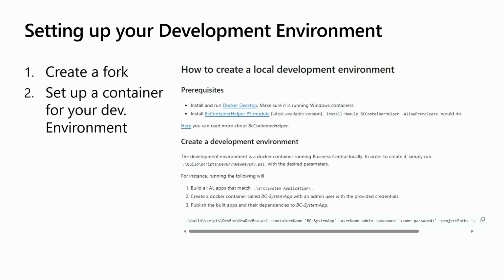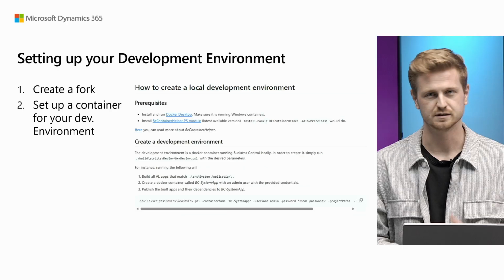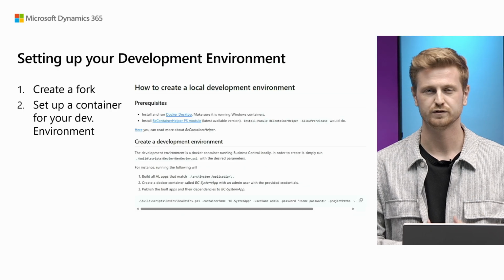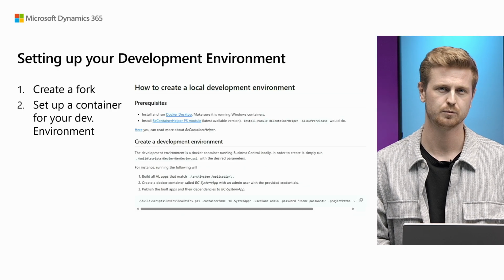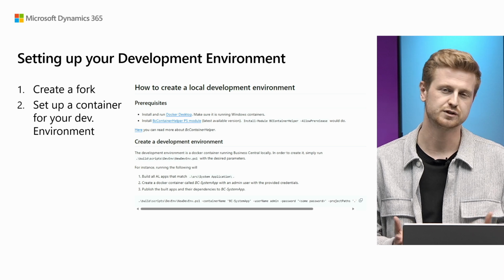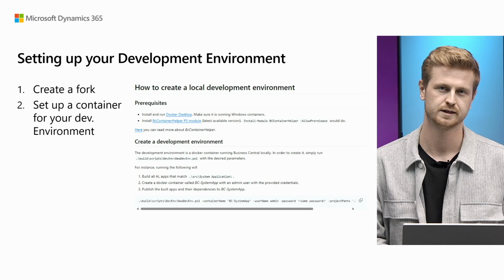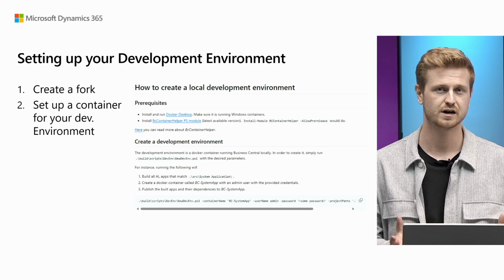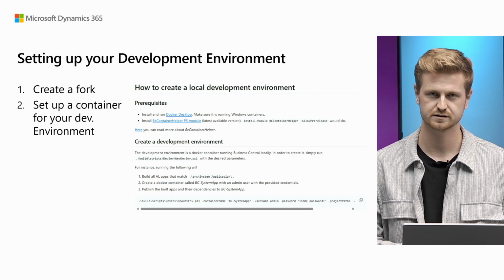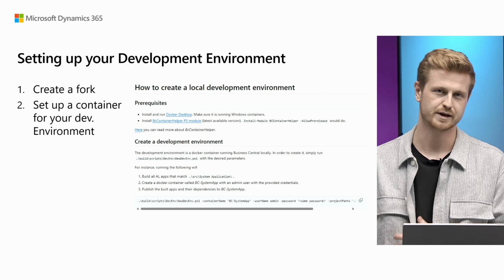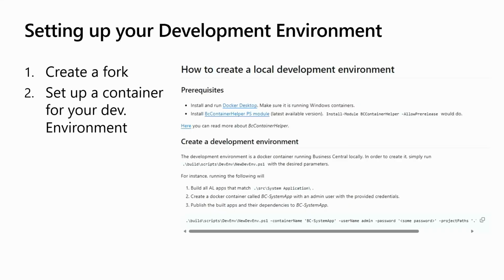The second step is to then set up your dev environment. This is a bit up to you how you set it up, but we've documented how to do this with BC Container Helper and Docker. We essentially have a script that you can run, type in the right parameters, and you're off. You have a local Docker environment where you can publish your apps to, and you can test. You can test it manually. You can write test cases and run those tests. However you develop, you can do that in these containers.